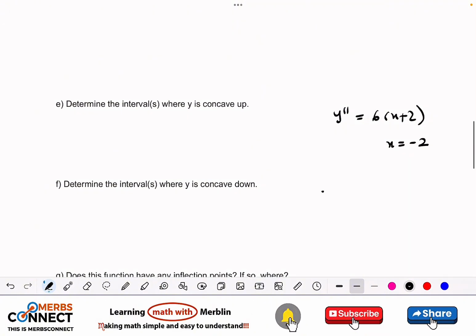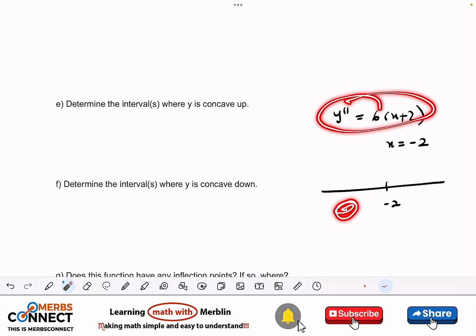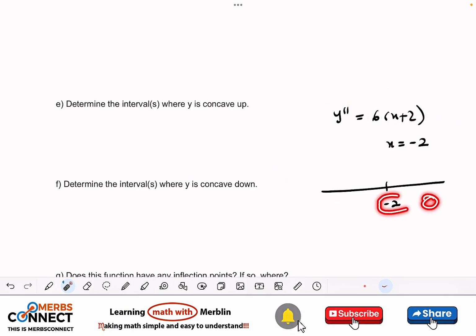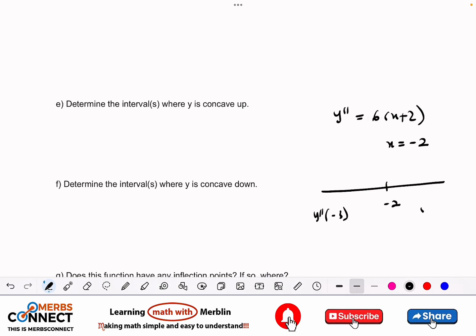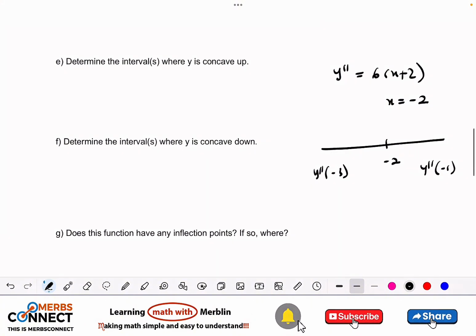So now we can put this one on the number line. So -2. Let's pick any point here and plug it in, and then any point here and plug it in also. So y prime prime of -3, y prime prime of, let's say, -1. So plug in -3 here, and we are going to have a negative, which is like decreasing. So we are going to have it to be negative, less than 0.